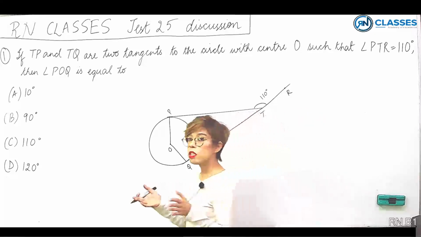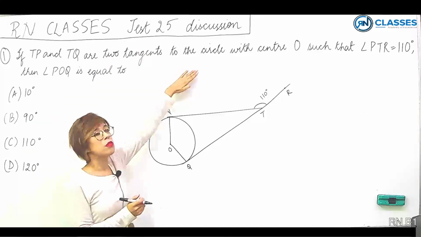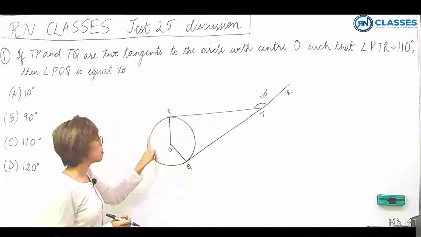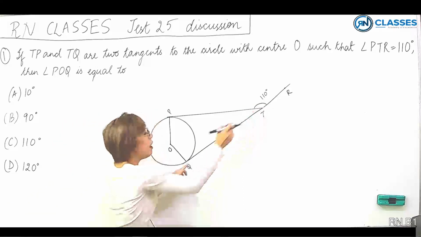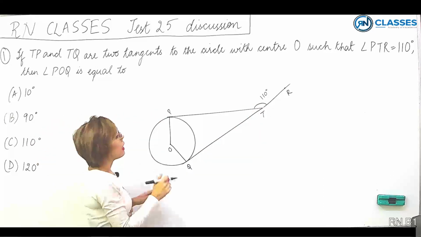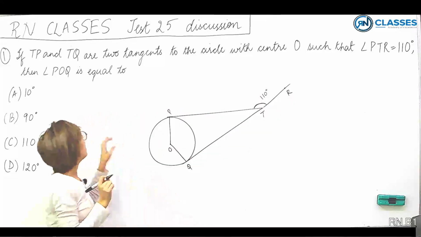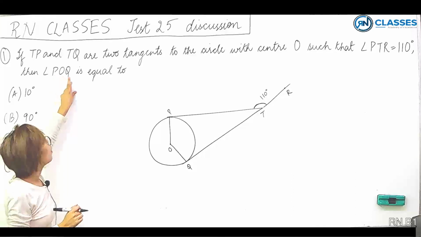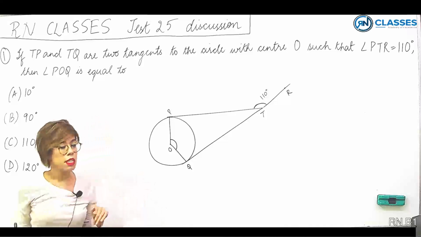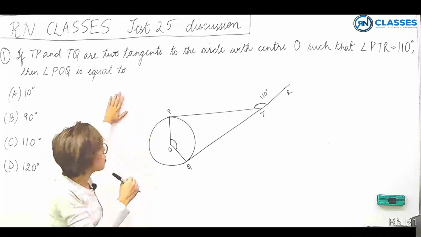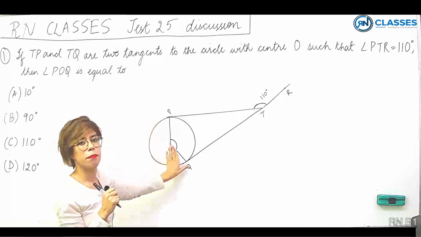Right, so the first question is, if CP and CQ are two tangents to the circle with center O. So there is a circle, center O, and CP and CQ are tangents, such that angle PCR, this angle is 110 degrees. You need to find angle POQ as in this angle. Right? Okay, now let's see, tangents. Relationship between tangents and radii.